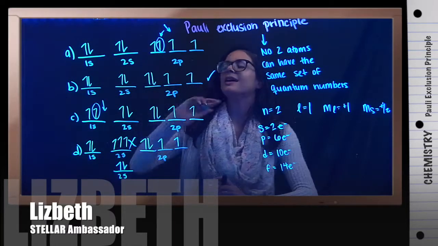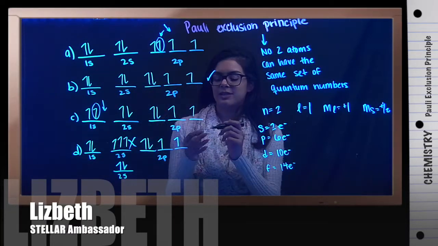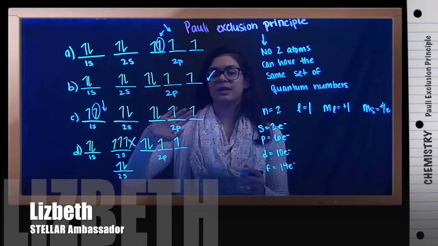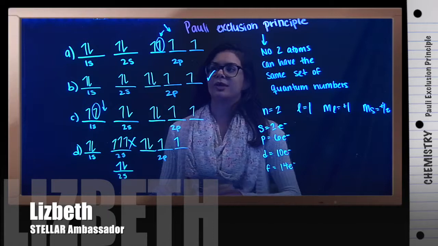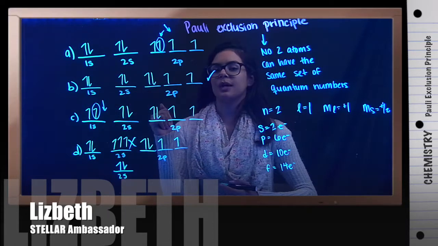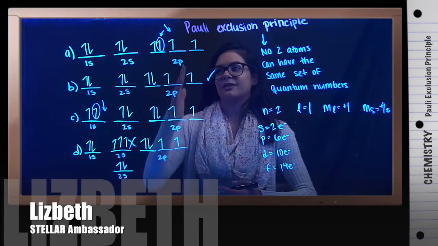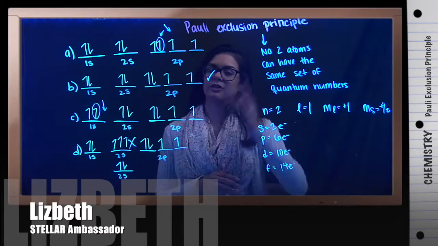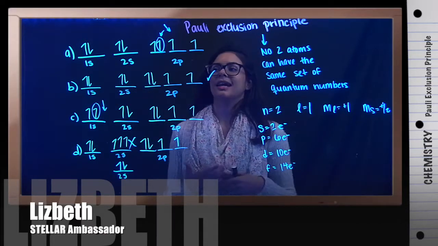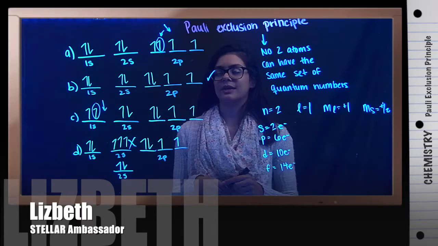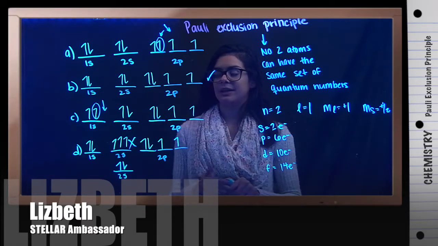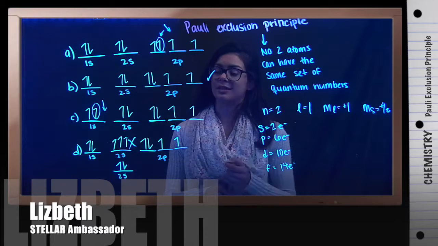So to recap, we have to make sure that in S we can only have 2, in P we can have 6, in D we can have 10, and in F we can have 14. And we have to make sure that in each respective line, there's 1 upward facing electron and 1 downward facing electron. That represents the spin. If it's facing up, it's positive 1/2. If it's facing down, it's negative 1/2. And that makes sure that we don't have the same 4 quantum numbers.